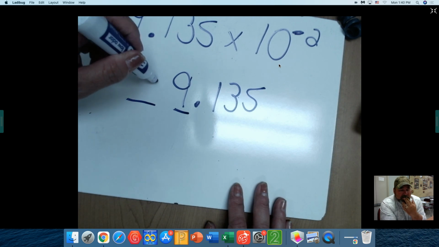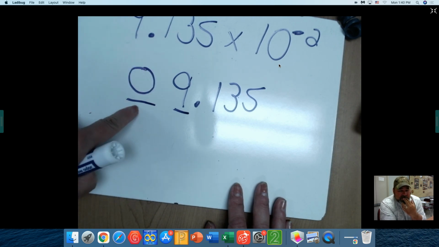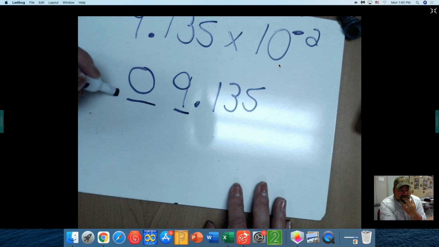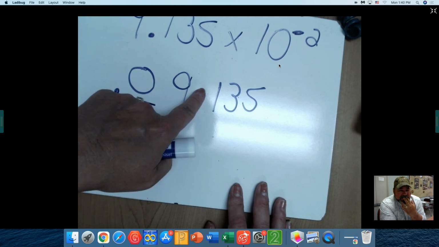So you've got to add a 0 in any spot you don't have. And this time your decimal point is going in the front, so you've got to take that off.